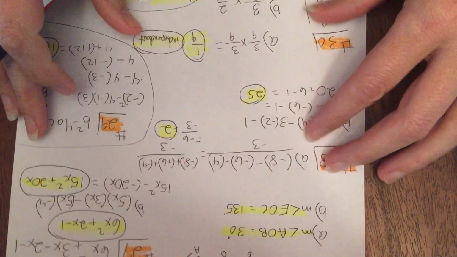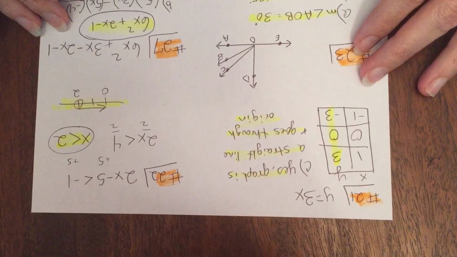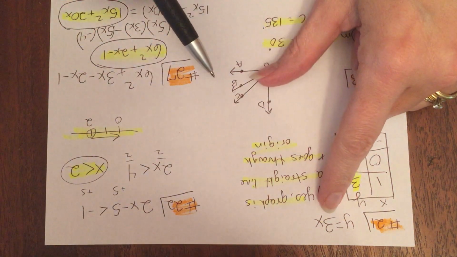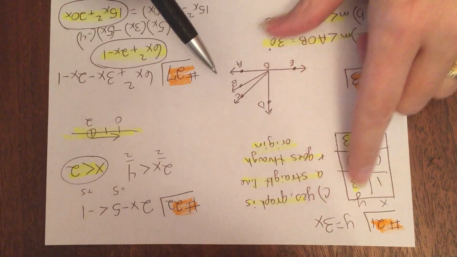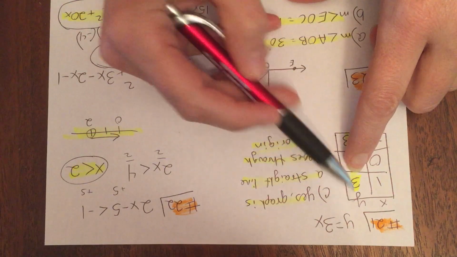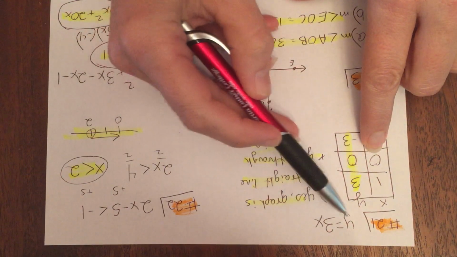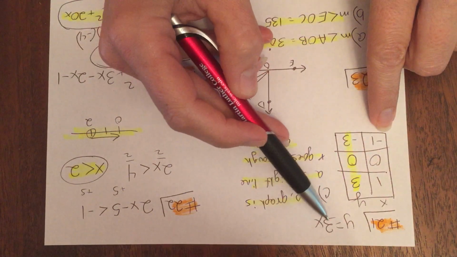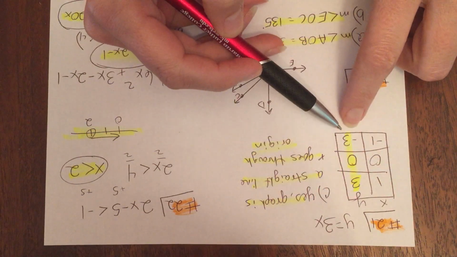Okay, number 21 was a graphing problem. They give us the function table. They give us that the rule of the function is y equals 3x. So if x is 1, 3 times 1 is 3, y would be 3. If x is 0, 3 times 0 is 0, y would be 0. If x is negative 1, 3 times negative 1 is negative 3.